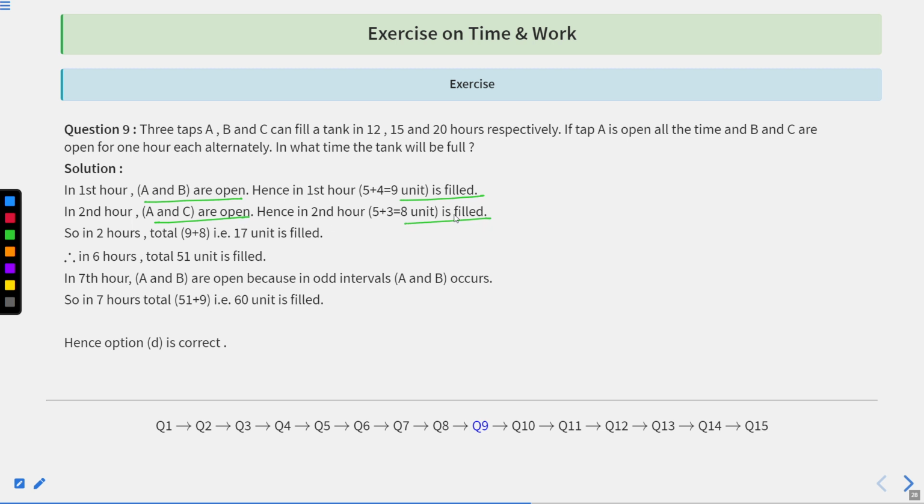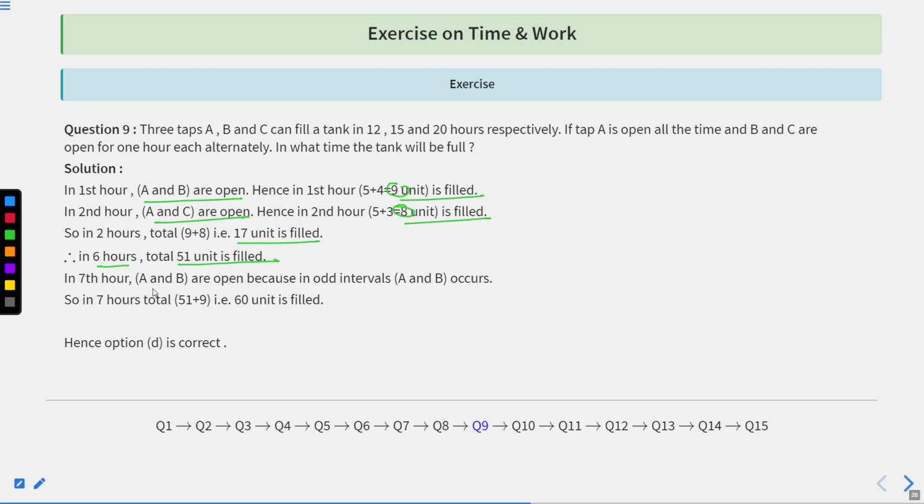So in the first 2 hours, 17 units, that is 9 plus 8, 17 units, is filled with the help of AB and AC. Therefore, in 6 hours, a total of 51 units is filled. And now, what do we have? We have a 60 units capacity of the tank. That means 9 units are still remaining.